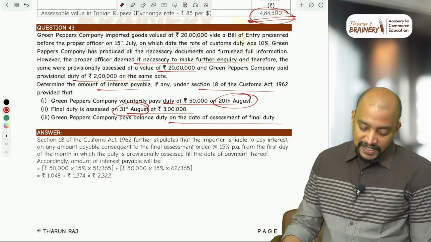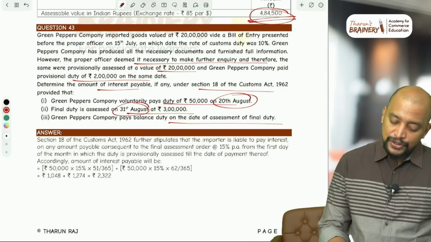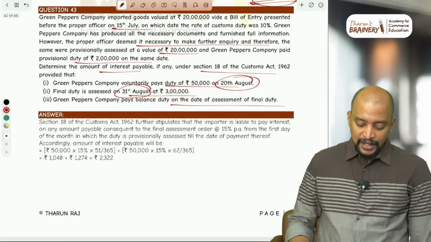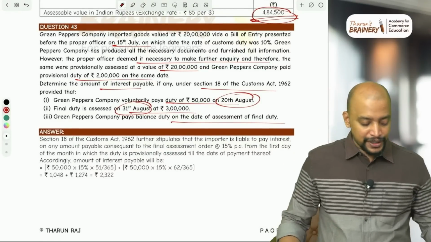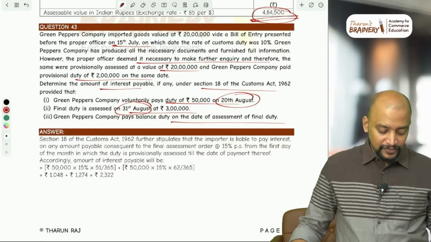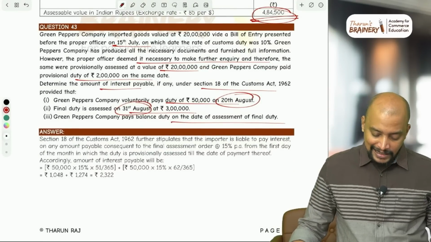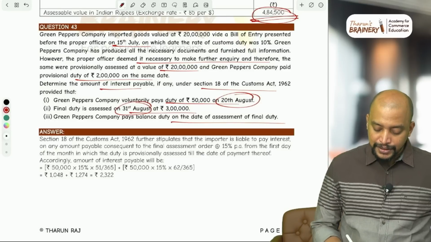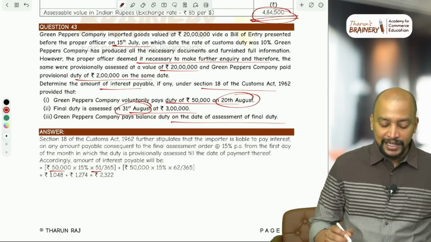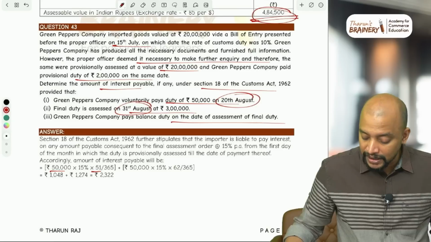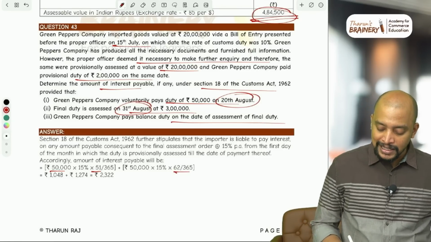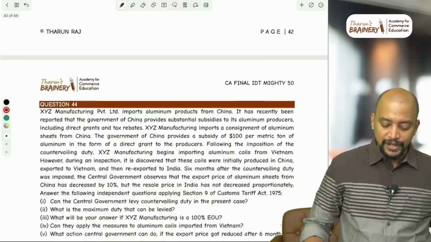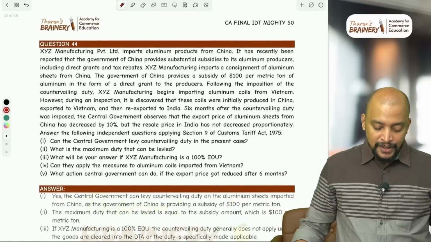So which date provisional assessment is resorted? So 15 July, but we need to count from 1st July. 1st July to 20th August. So in July 31 days and in August 20 days. So that is 51 days for 50,000. Then again in case of second, so July 31 days, August 31 days, 62 days. So we need to compute the interest accordingly. Then question number 44.